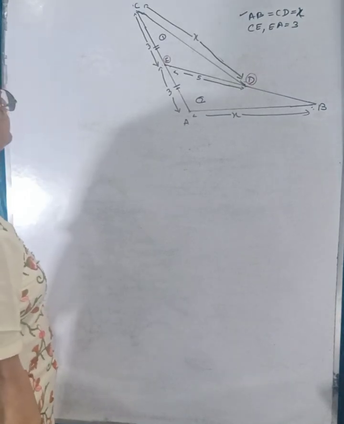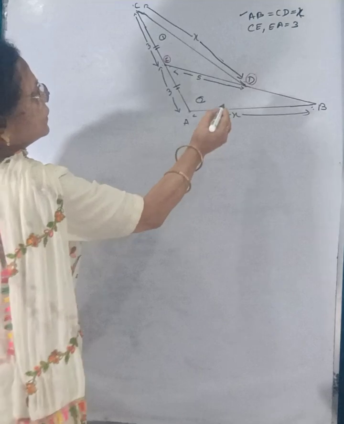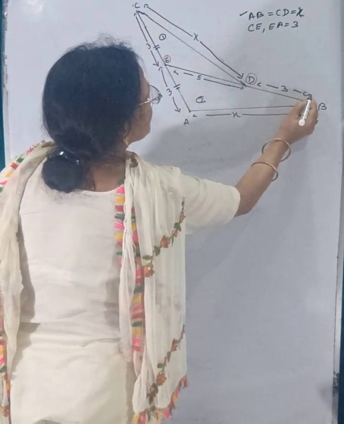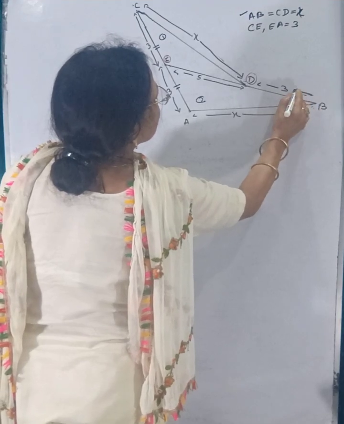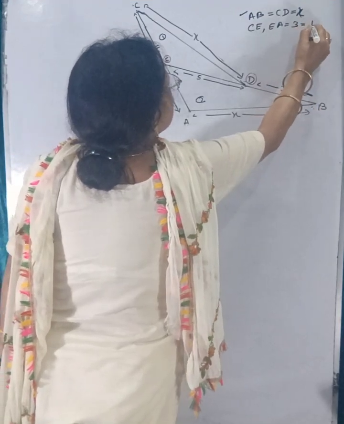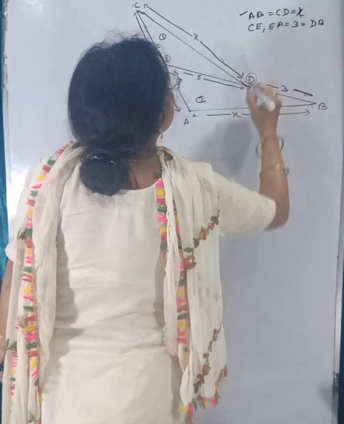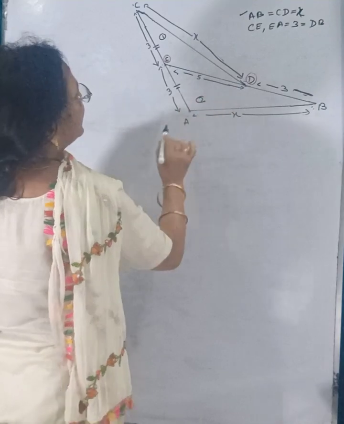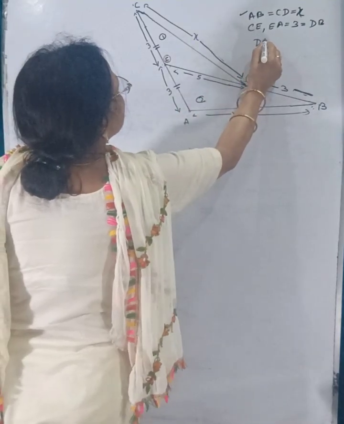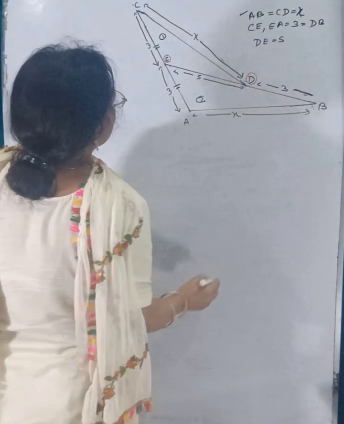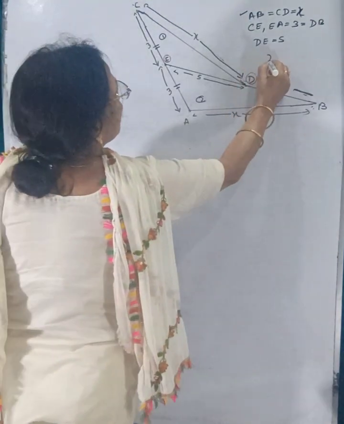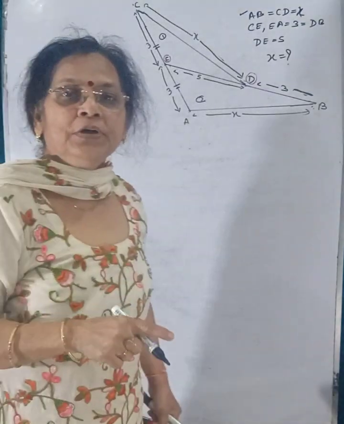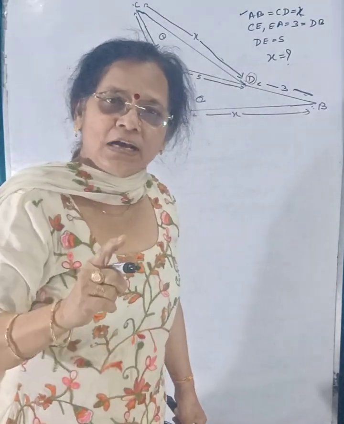Except, this is also 3 centimeters. This 3 centimeters is equal to DB, and the difference between this step is equal to 5. DE is equal to 5. These are the conditions we are given. We have to find x is equal to what? Find x. This equation is for class 11th.